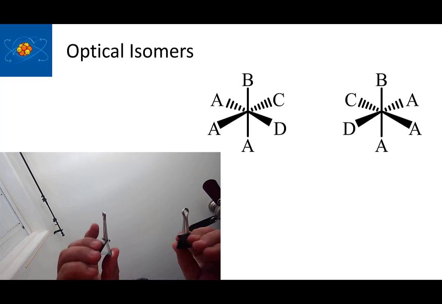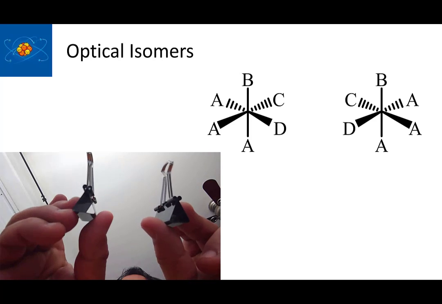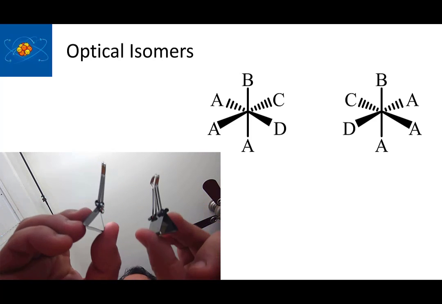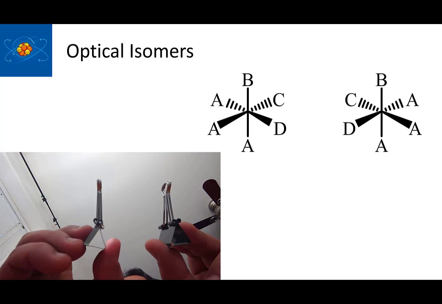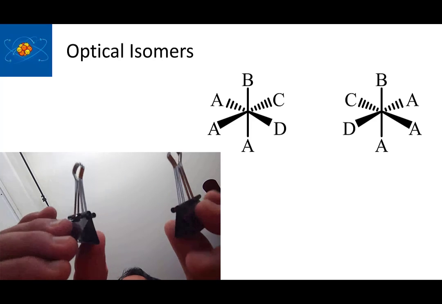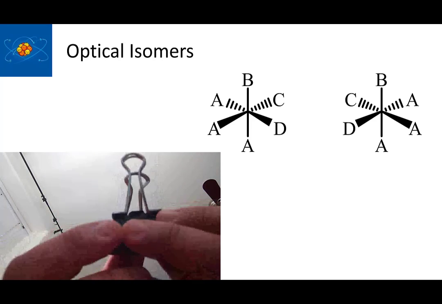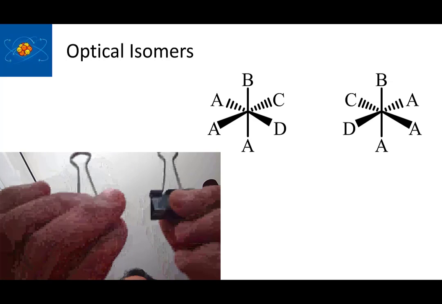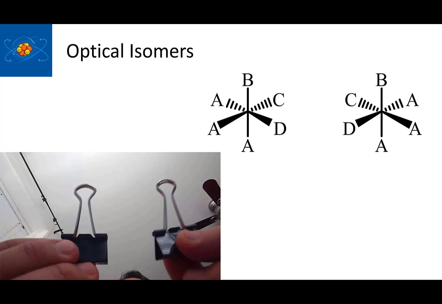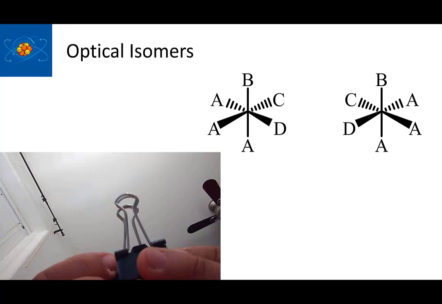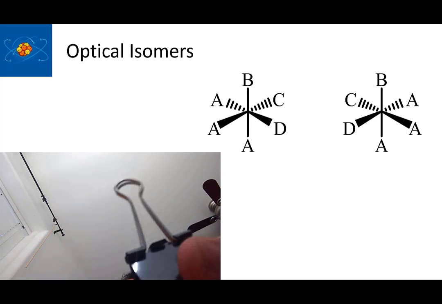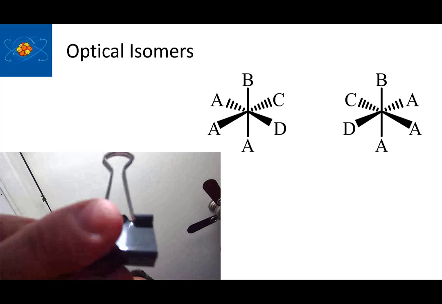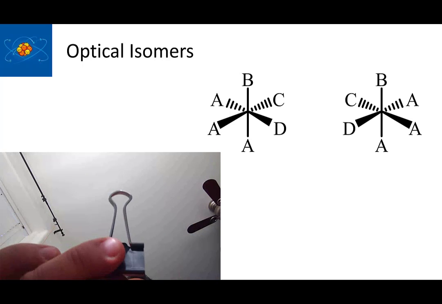So here we go. I have two binder clips, right? And the binder clips are mirror images of each other. But here's the thing. They're exactly the same. That is, they're superimposable. You could take one binder clip and superimpose it over the other, or you could be looking at one, right, and not be able to tell it from the other because shape-wise, they're exactly the same.